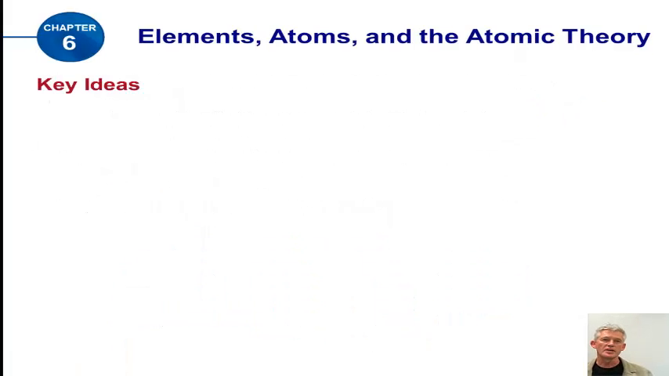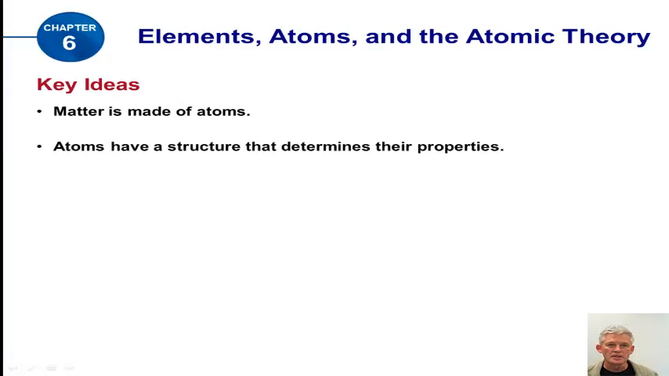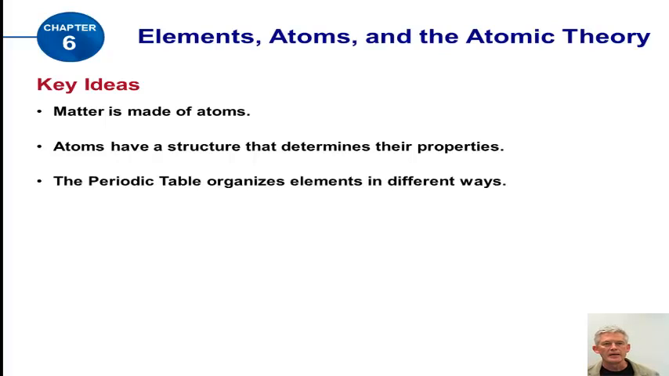So, in case you missed it, key ideas in Chapter 6. Matter is made up of atoms. Thank you, Democritus. Atoms have a structure that determines their properties. Those electrons are important. And then, based on those outer shell electrons, the periodic table is organized. And the periodic table is ever so useful.